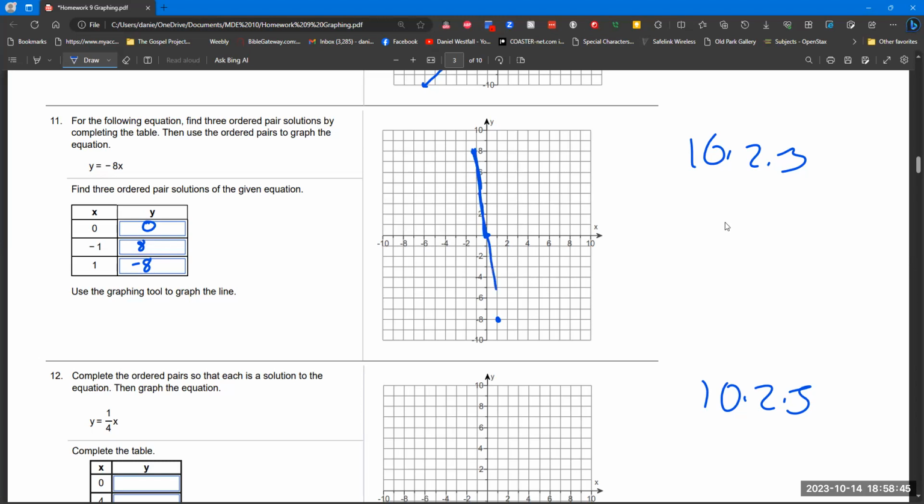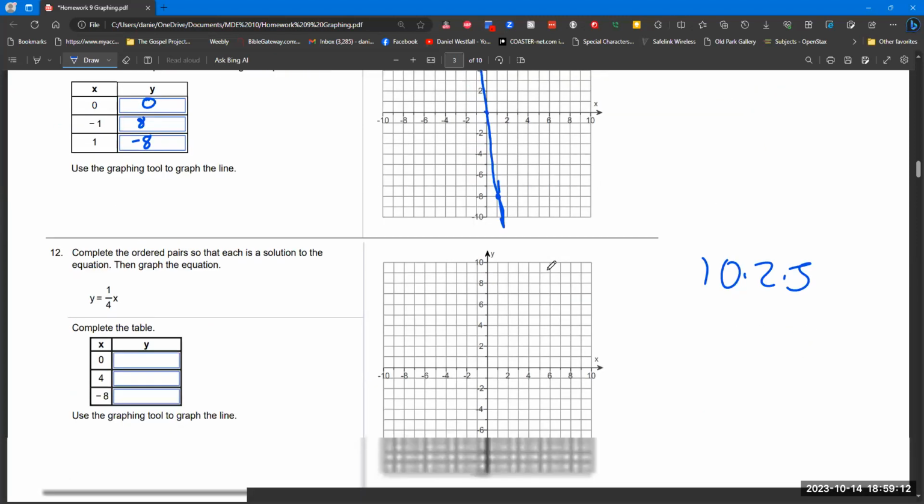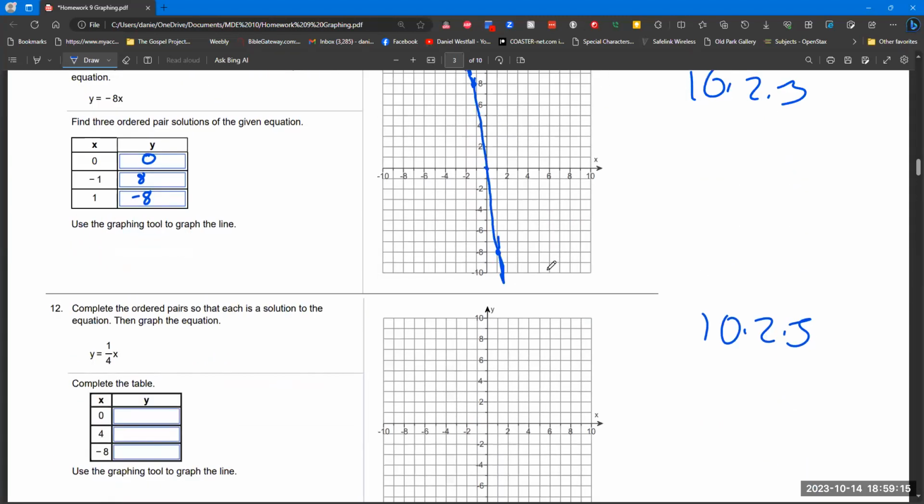Hope I get it on the first try. It's much better if you have a straight edge to draw these. That's about as good as I can get it freehanding. And you don't need a ruler to be a straight edge. You can use anything like a library card, driver's license, something like that that has a straight edge to it.